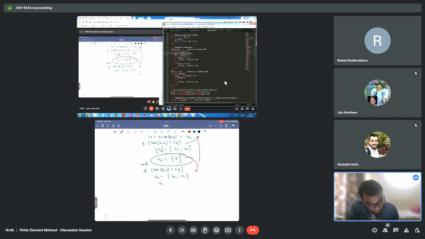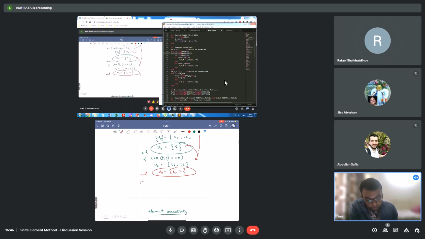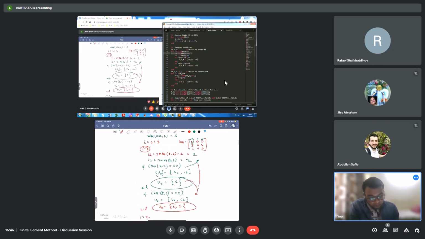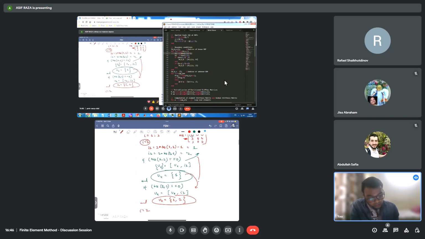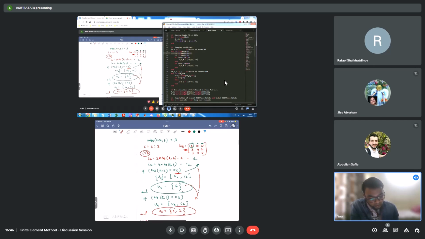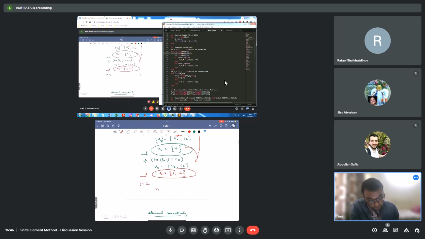So our UK will here now become 1 comma 2. Now it will run for I equal to 2. Again the same, we are now in the second column of boundary condition. For 0, it will just incorporate into the UK.